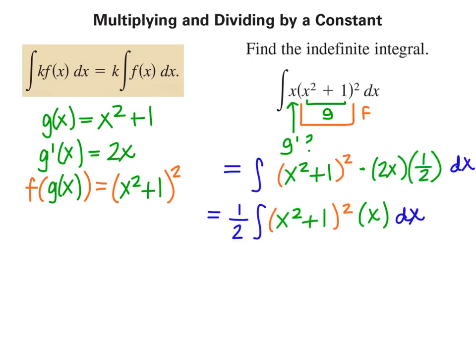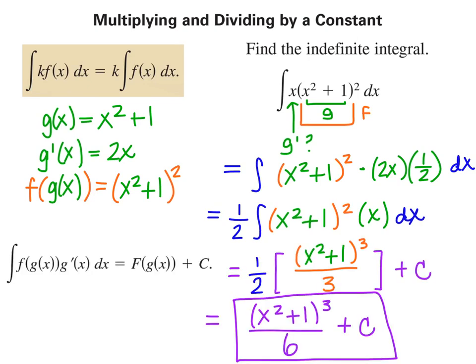The only thing keeping this x from just being your g prime is that you have a 2x, but 2x times 1/2 gives me x. So that means that this guy is going to come out here. That's where this rule comes into play. I'm going to pull out that constant, and now I just need to integrate this little f to make it the big F.